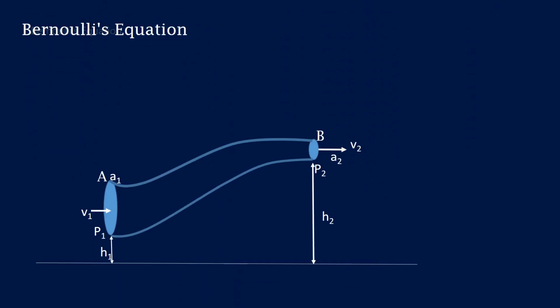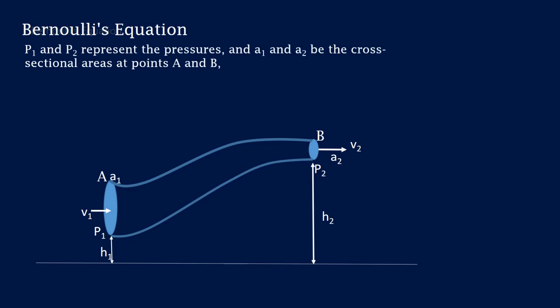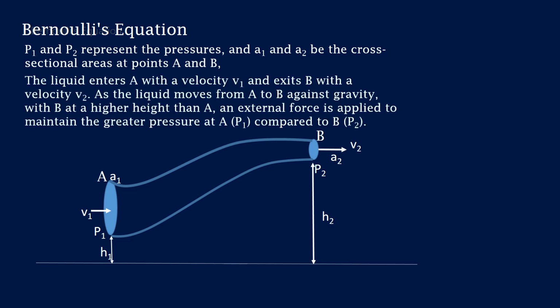Bernoulli's equation states that the work done by all forces acting on a system is equal to the change in kinetic energy of the system. Consider a streamlined flow of a liquid with density ρ through a pipe AB of varying cross-section. Let P1 and P2 represent the pressure and A1 and A2 be the cross-sectional areas at points A and B respectively. The liquid enters through A with a velocity v1 and exits through B with a velocity v2.